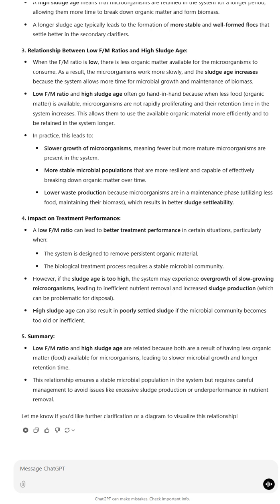Summary. Low F/M ratio and high sludge age are related because both are a result of having less organic matter, food, available for microorganisms, leading to slower microbial growth and longer retention time. This relationship ensures a stable microbial population in the system, but requires careful management to avoid issues like excessive sludge production or underperformance in nutrient removal.